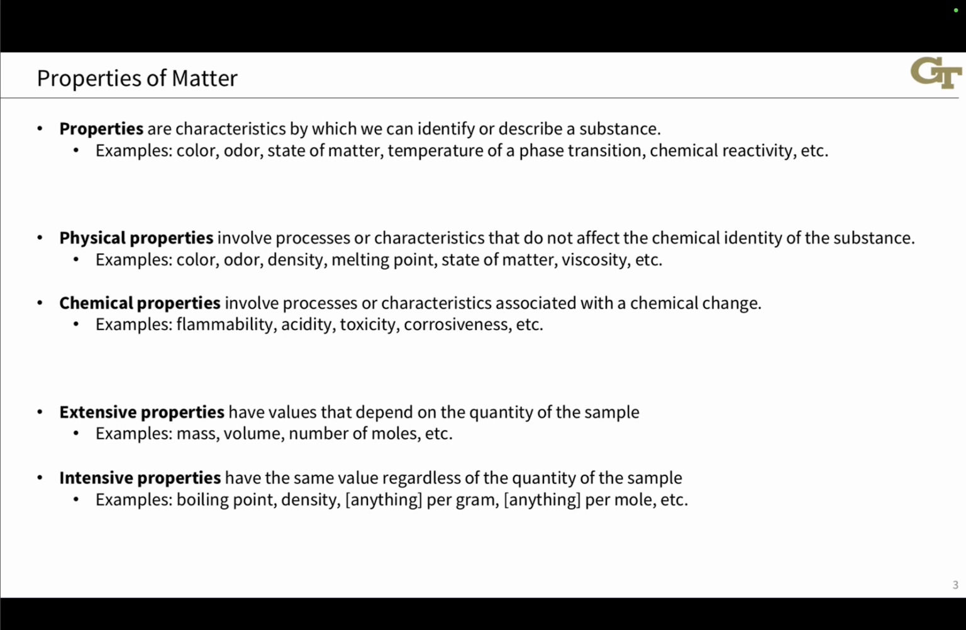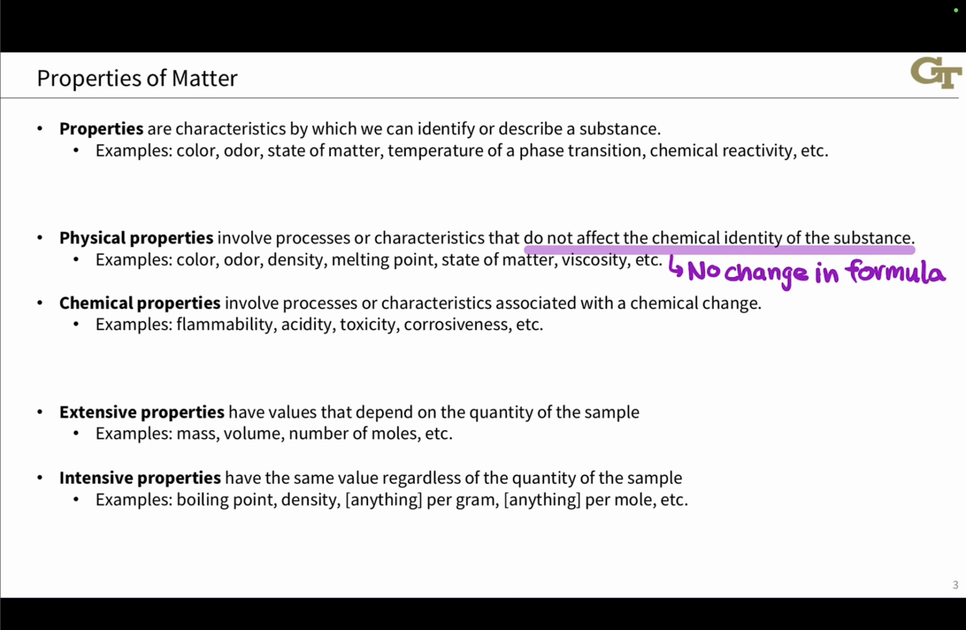We divide properties into two big buckets related to the way in which we measure the property and what happens to the substance in the course of the measurement or observation of the property. Physical properties are associated with processes or characteristics that don't change the chemical identity of the substance. In other words, they correspond to no change in chemical formula. If the substance isn't changing in its fundamental, say, molecular makeup, we're looking at a physical property. These are things like color and odor, which don't require a chemical change to detect, density, the melting point, the state of matter, the viscosity, how quickly a liquid flows, this kind of thing.